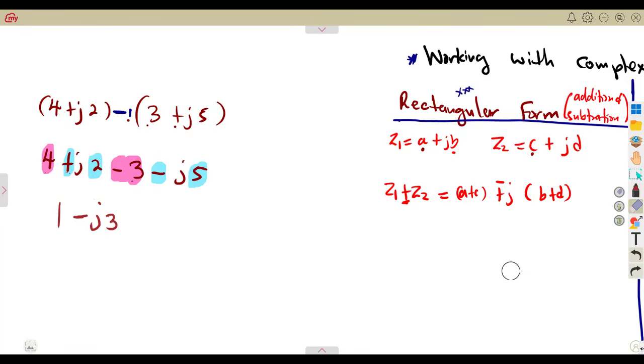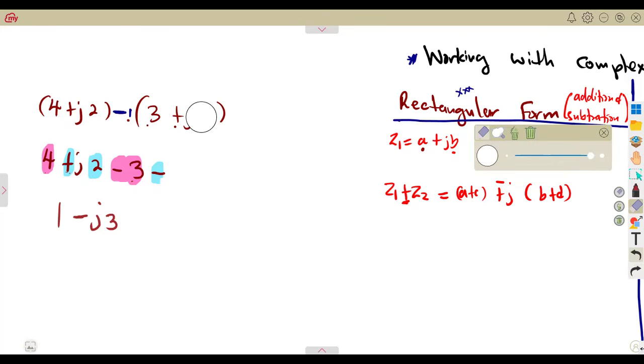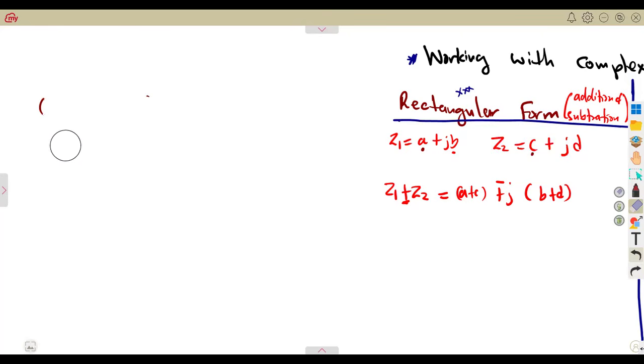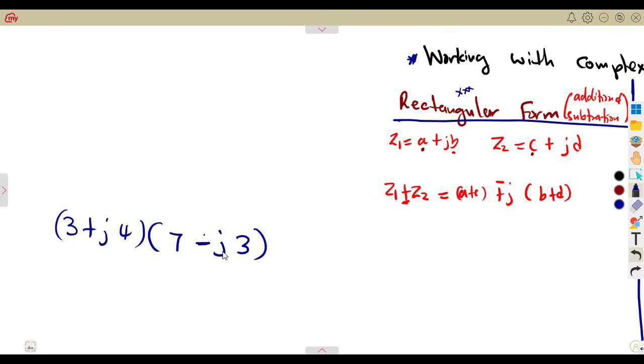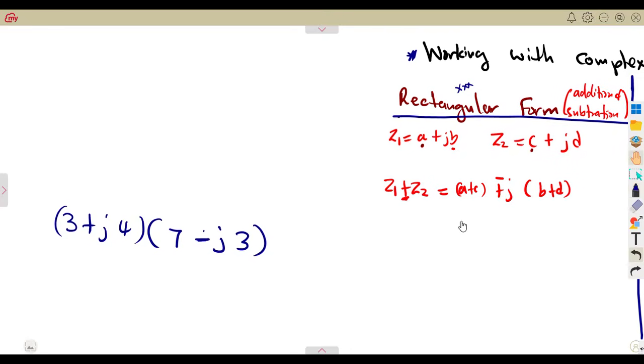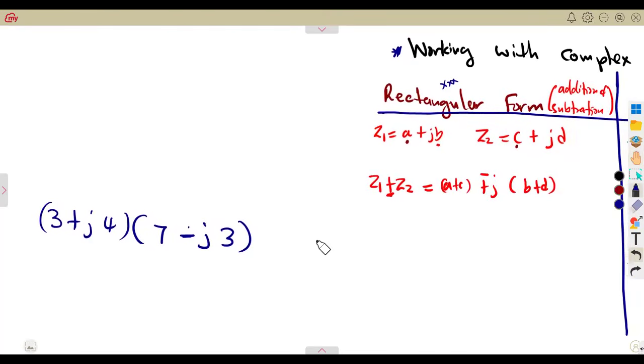So addition and subtraction, simplify as it is in rectangular form. As long as you're under multiplication now, you're given to simplify, maybe, a product of 3 plus J4 being multiplied by 7 minus J3. This is what you're given to simplify. And you can see that the product is there.